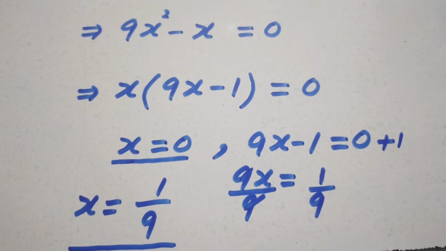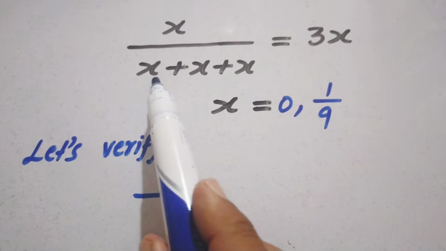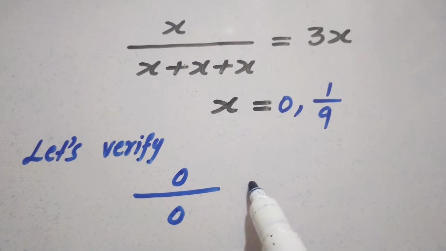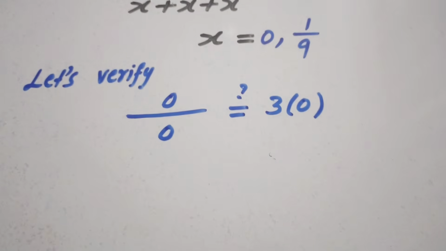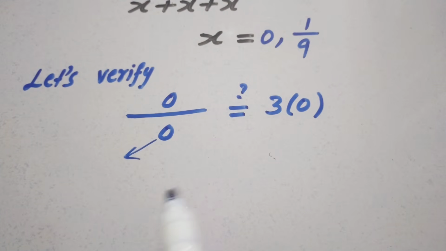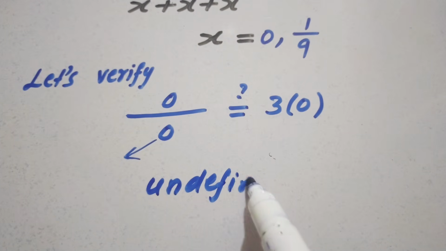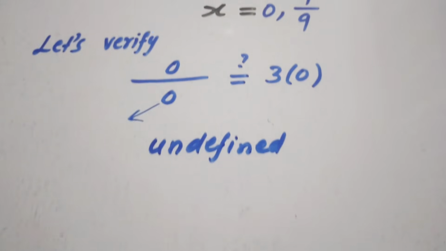Before going to the second method, let's verify whether these values are valid or invalid. First we will check x is equal to 0. So 0 divided by 0 plus 0 plus 0 which is 0, whether it is equal or not equal to 3 into 0. Now here 0 has come in the denominator, so the equation becomes undefined. Hence x is equal to 0 is an extraneous root.